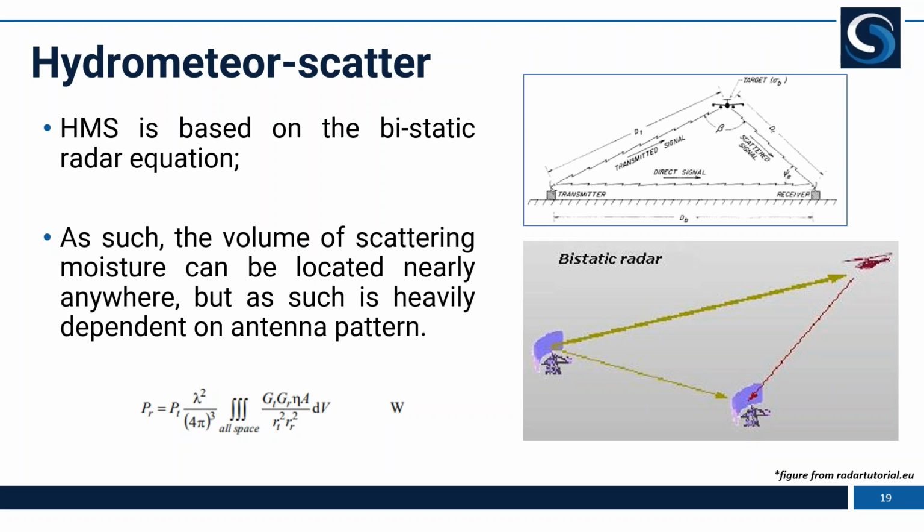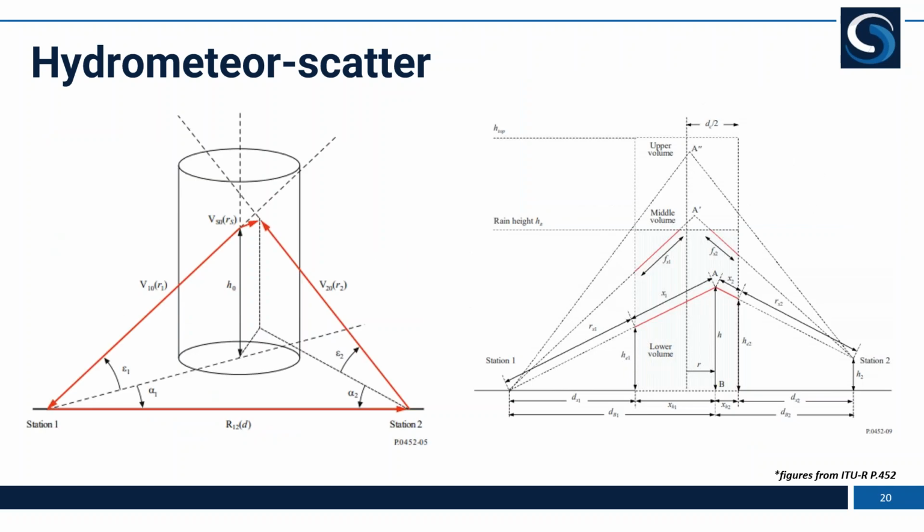And continuing on, as was mentioned previously, hydrometeor-scatter doesn't necessarily occur in a direct path between two stations. It can happen outside of that path. It can happen pretty much anywhere. So this slide is designed to help visualize the geometry at play in hydrometeor-scatter. Looking at the image on the left-hand side, and these figures are both taken from the P452 calculation methodology, you can see the direct line of sight, or the direct path between station 1 and station 2, represented by array R12. So that's that red horizontal line at the bottom of the image.